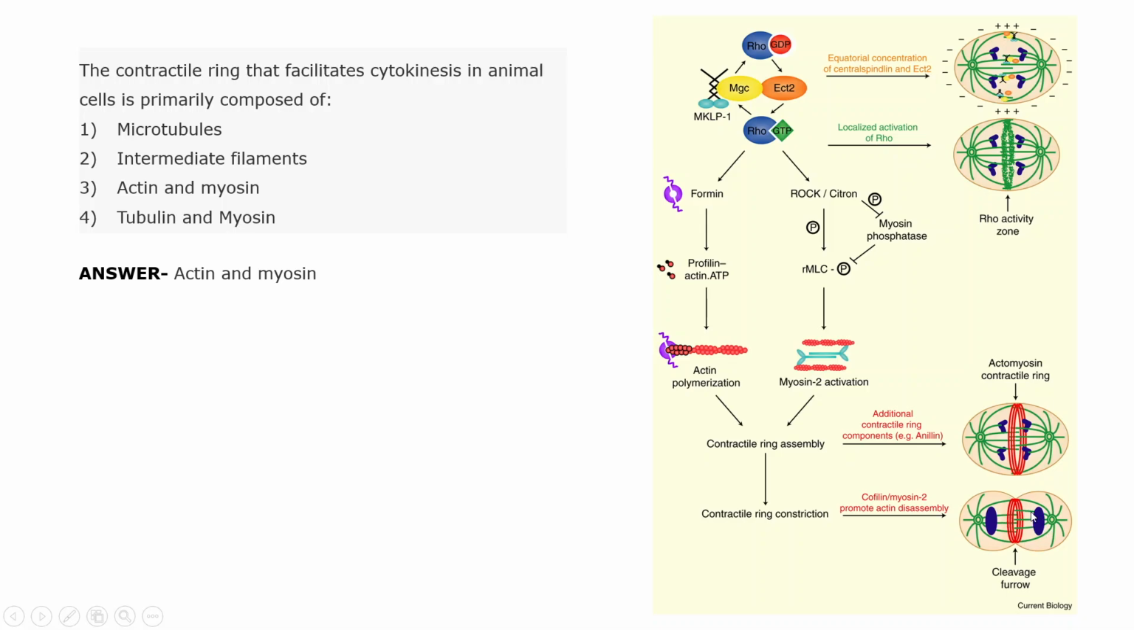You can see that it enters into a kind of telophase stage. The chromosomes are getting decondensed there. You can see the mass there, and hence it leads to cell division. So this is how cytokinesis takes place by this contractile ring formation. This is the whole step that is taking place in between. So the contractile ring that facilitates cytokinesis in animal cells is primarily composed of actomyosin, or actin and myosin. So I hope this answer is clear.